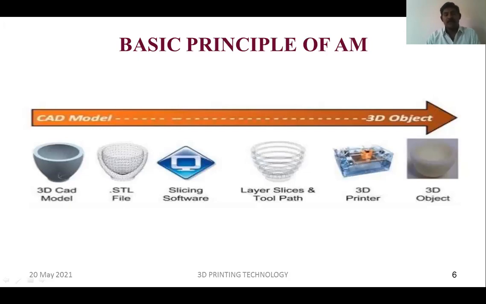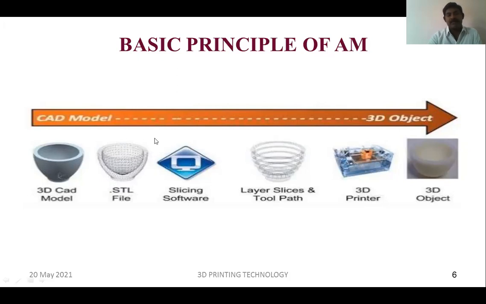And the basic principle of additive manufacturing: we start from a 3D model. You already know about the 3D model. A 3D model can easily be generated through software such as SolidWorks, Creo, CATIA, and NX CAD. Then we convert this 3D model into an STL file, a .stl file. In the STL file, the whole object is discretized into smaller pieces.